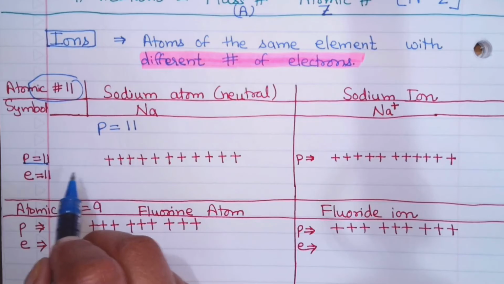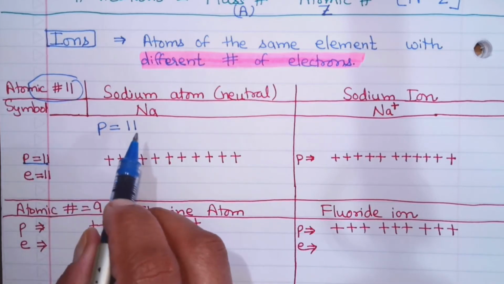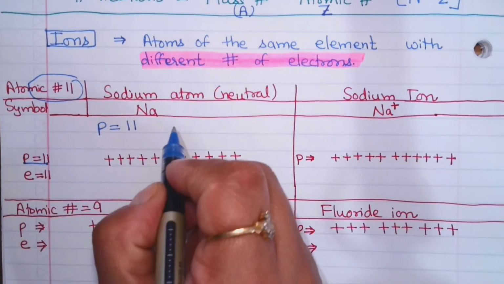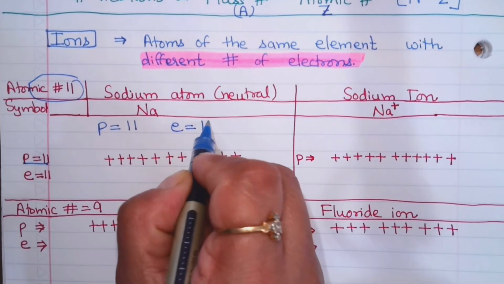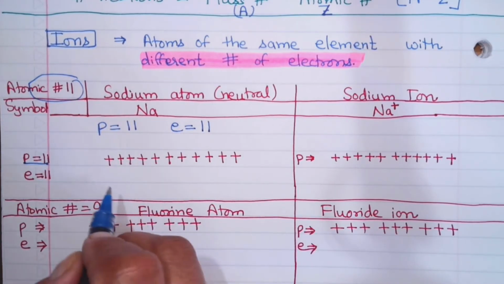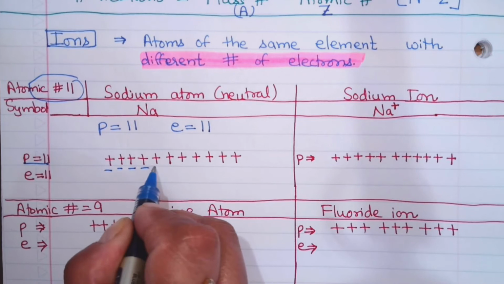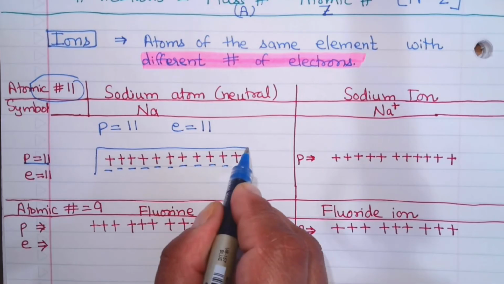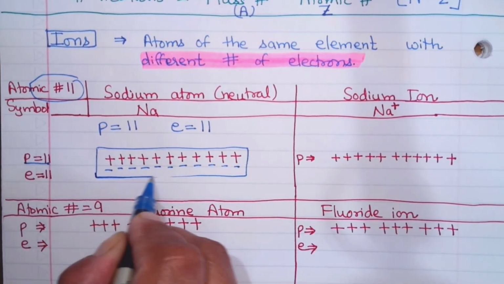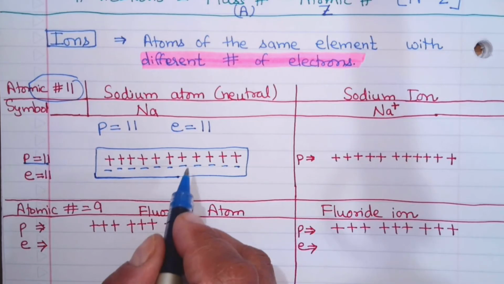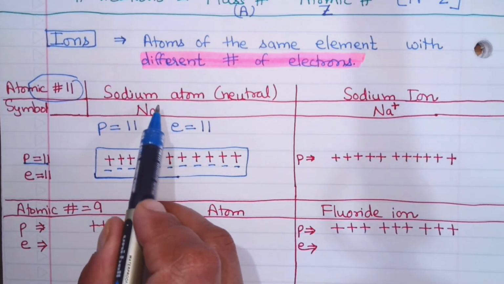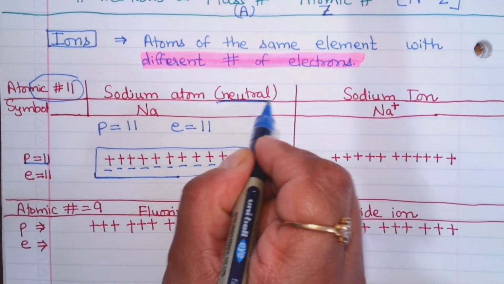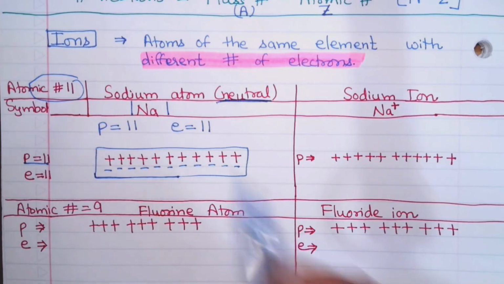And now let's count the number of electrons. Since there is no charge on the sodium, it's a neutral atom, the number of electrons should also be equal to 11, same as the number of protons. And you can draw 11 minus charges, negative charges, and you see all of these are balanced, right? Same number of positive and negative charges, they balance out. So the net charge on the atom is 0, no charge. So this is what we call a neutral atom, right? And this is how we represent a neutral atom.